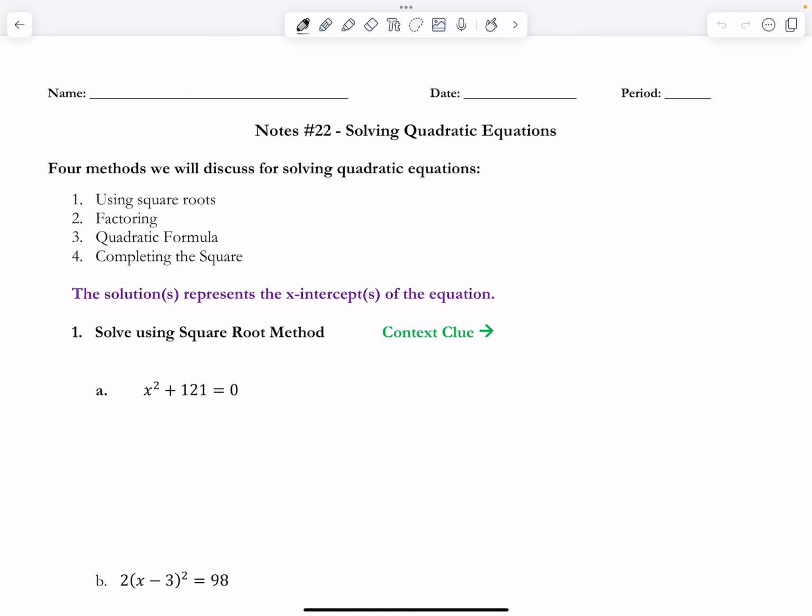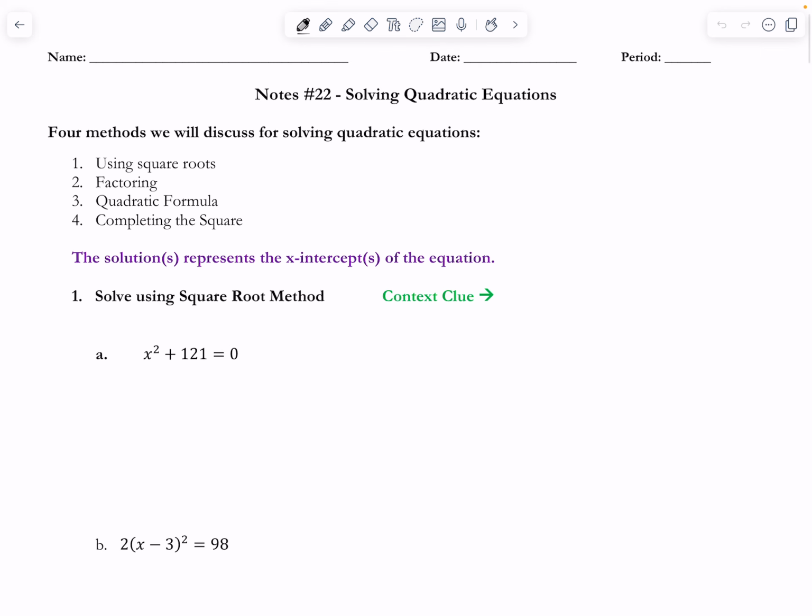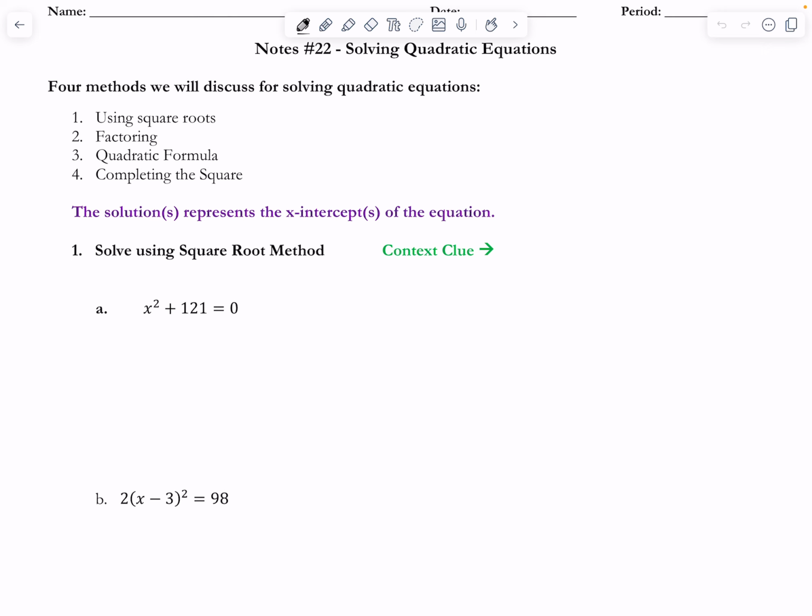All right, in this video, I'm going to go over solving quadratic equations in 3 different ways. I know there's 4 listed here for these methods. We're going to talk about using square roots to find the solutions. We're going to talk about factoring, which we've done a lot of practice with. And then we'll talk about using the quadratic formula.